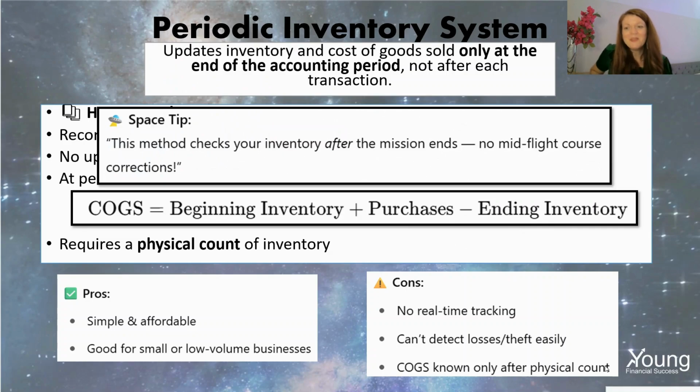Space tip. This method checks your inventory after the mission ends. No mid-flight course corrections. I'm sorry, y'all. That was stupid. That was really, really cheesy.